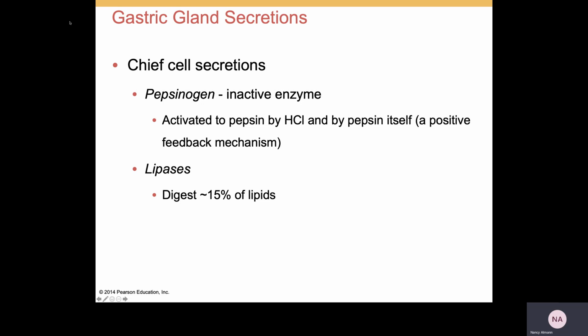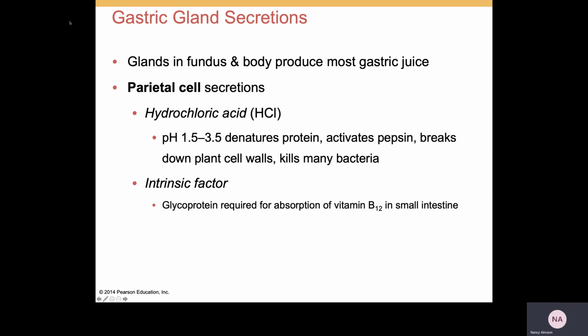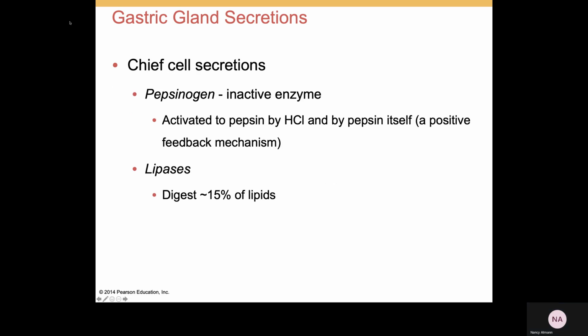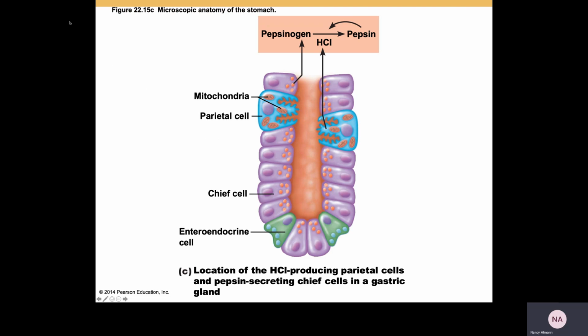The chief cells will secrete pepsinogen, and remember, as we just said up here, it is hydrochloric acid that is going to activate that pepsinogen into pepsin. It is a positive feedback mechanism, totally cool. And the chief cell will also secrete lipases, which are responsible for digesting maybe 15% of lipids. That shows you where the cells live relative to one another.